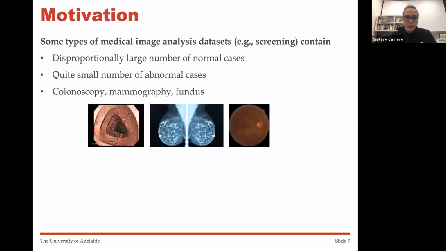Typical examples of data sets here are colonoscopy, that you see here on the left, mammography, this one in the middle, and fundus, this one on the right-hand side. For colonoscopy and mammography, you're trying to detect early signs of cancer, so you're trying to detect lesions. In colonoscopy, you're trying to detect polyps. In mammography, you're trying to detect masses and microcalcifications, for example. And in the fundus image, you're trying to detect many different diseases.